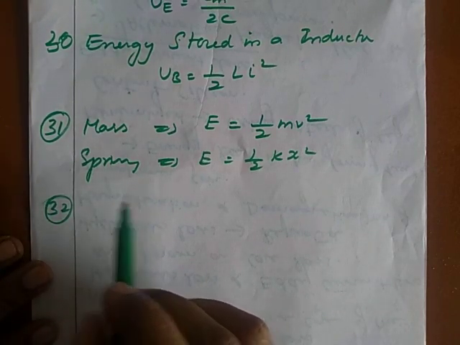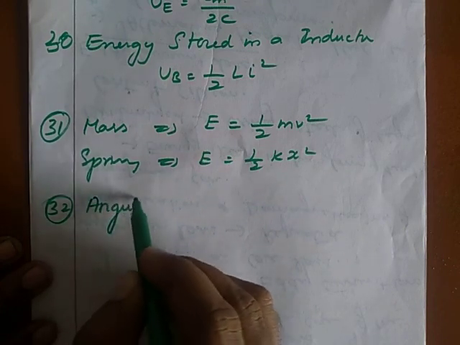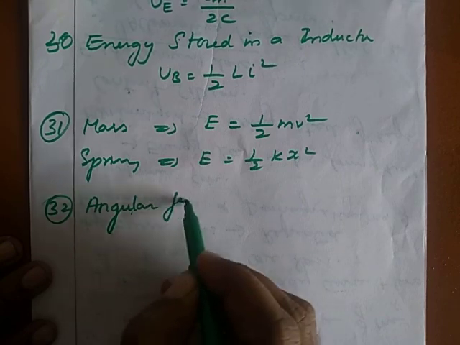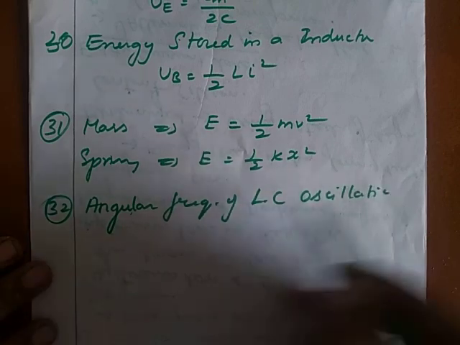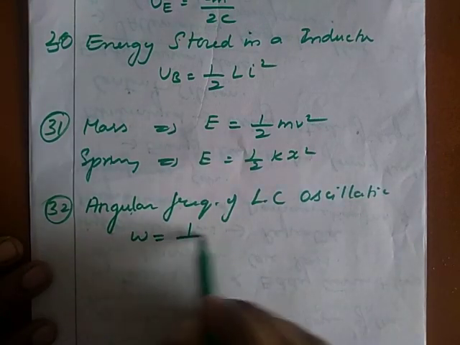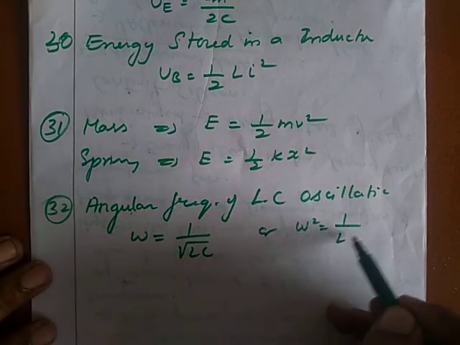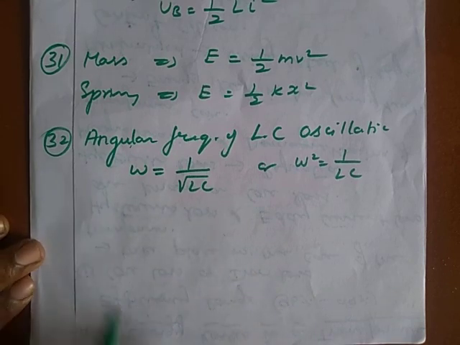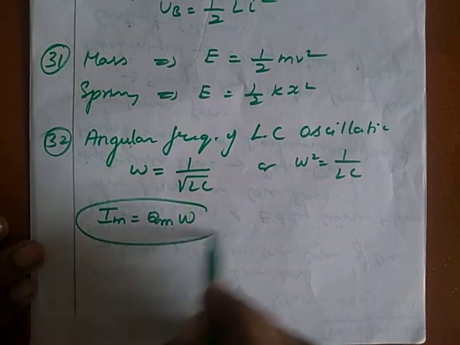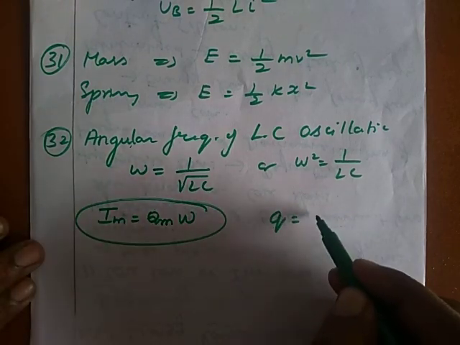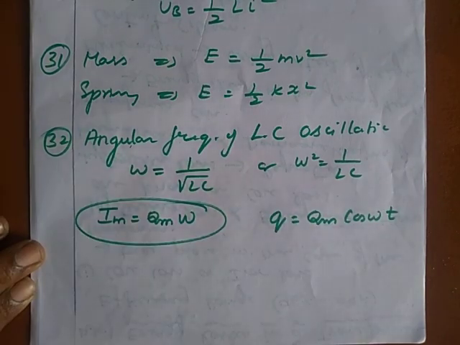Then the last formula, that is angular frequency of LC oscillation. For that we already studied this. Omega is equal to 1 by root of LC, or we can write omega square is equal to 1 by LC. Then maximum current Im can be written as Qm omega. Then Q can be written as Qm cos omega t.